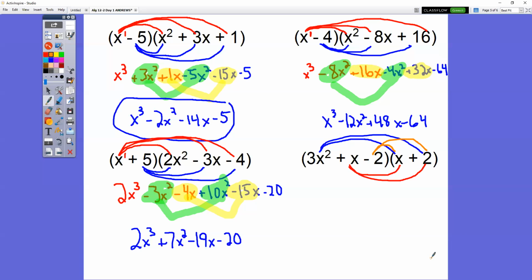I sort of like working backwards, but that's just me. I like distributing with the binomial to the trinomial. I don't know. That's just me though.